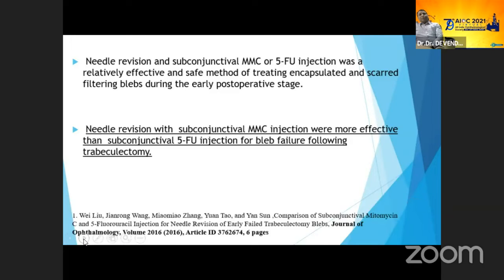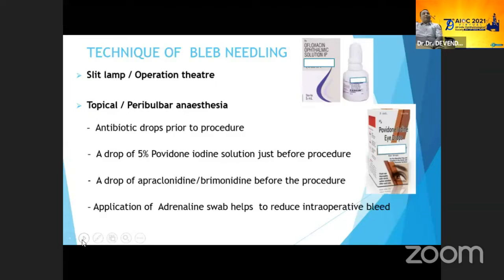A recent report in 2006, Ong et al. showed that needle revision with subconjunctival MMC injection was more effective than subconjunctival 5-FU injection for bleb failure following trabeculectomy. However, the recent literature compared by Harvard University did not find any difference between 5-FU injection and MMC.